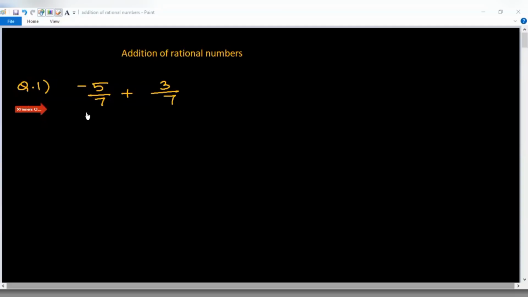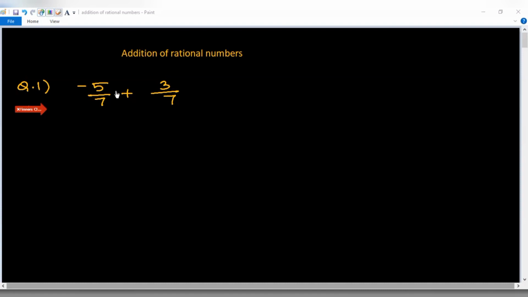This is our first question. Negative 5 by 7 plus 3 by 7. See here, both the given numbers have the same denominator. So we can add or subtract. Here addition is given, right? Addition of those numbers is our topic.